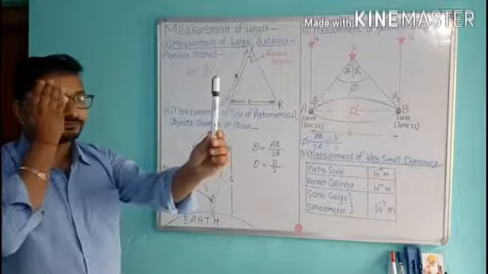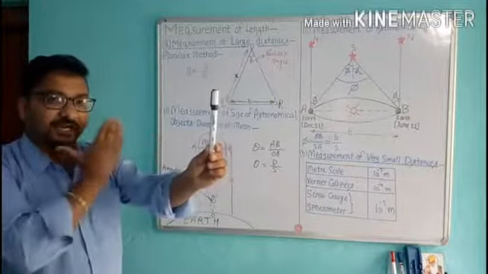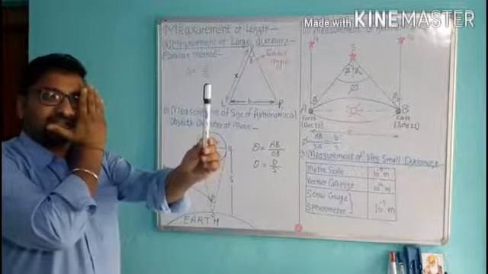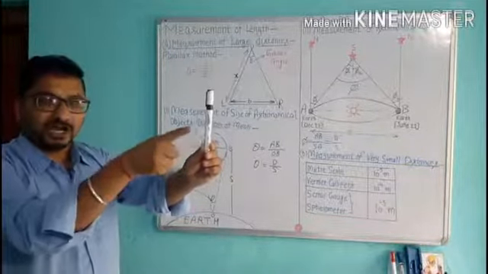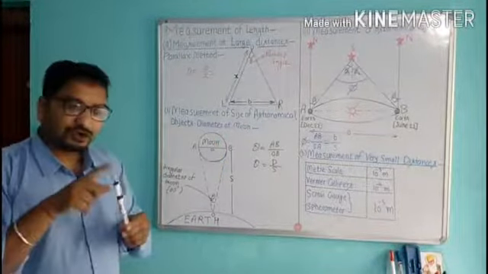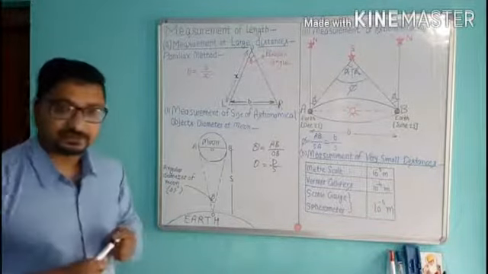Now again look at this pen with your right eye and at the same time close your left eye, and you will see there is a change in position of this pen against the background of the wall. This change in position of this object is called parallax.